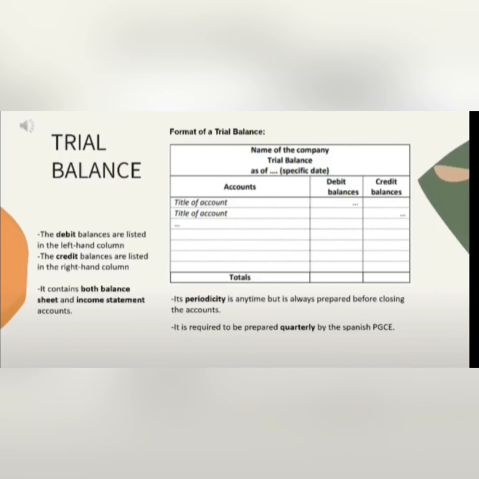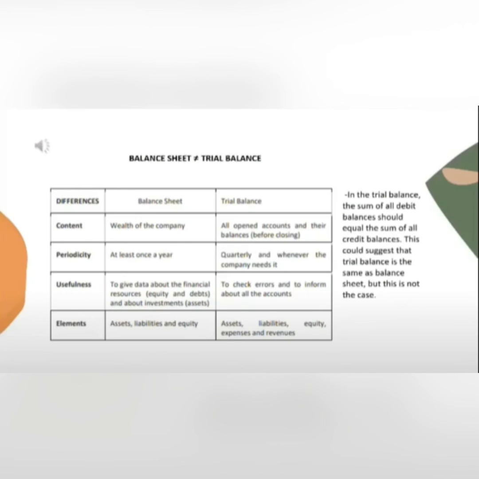The periodicity is any time but it is always prepared before closing the accounts, and it is required to be prepared quarterly by the Spanish PGCE. In the trial balance, the sum of all debit balances should equal the sum of all credit balances. This can make us think that the trial balance is the same as the balance sheet, but this is not the case. We have to be careful because the trial balance is not the same as the balance sheet.